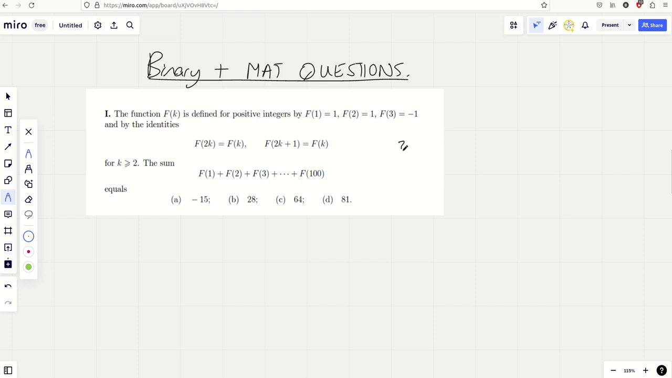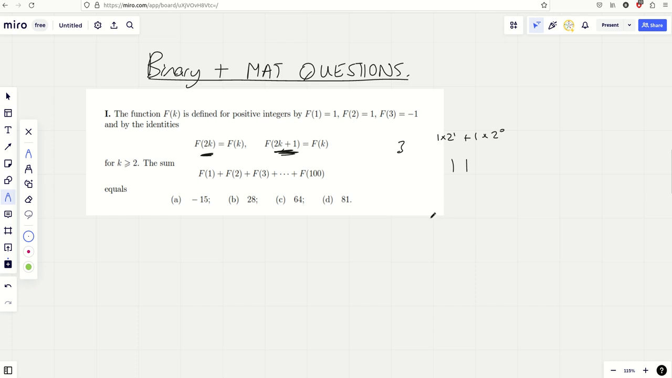Now, what is 3 in binary? 3 in binary is going to be a 1 and a 1, and that's because you need 1 times 2 to the 0 plus 1 times 2 to the power of 1 to make 3, yeah? Now think about what happens, because this is basically saying double it, and this is saying double it and add 1, yeah? How do we double in binary?